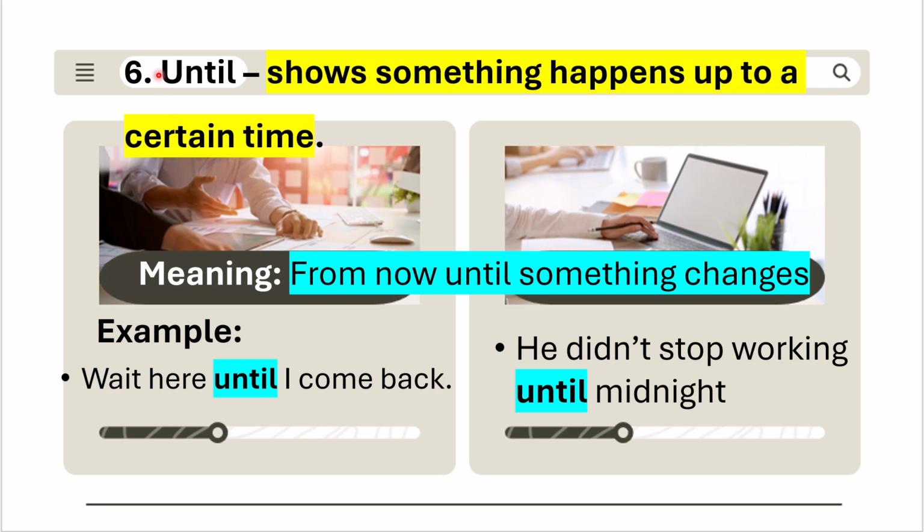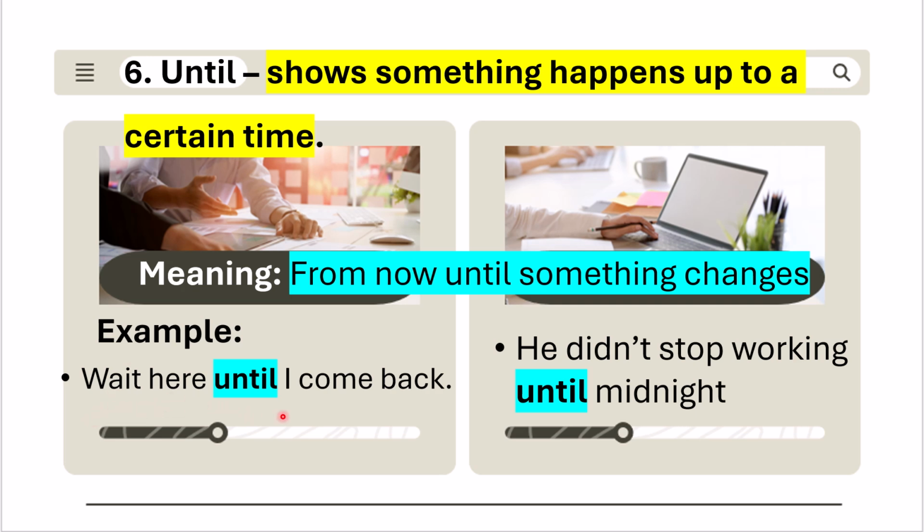Until. It shows something happens up to a certain time. Up to a certain time, something happens. Example, from now until something changes. This is the meaning of it. So let's look at the example.